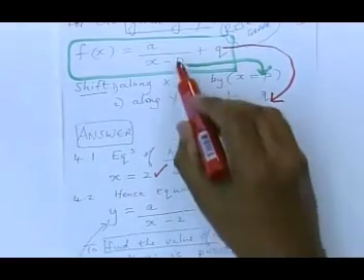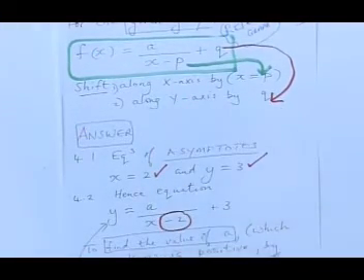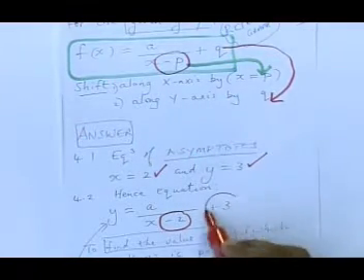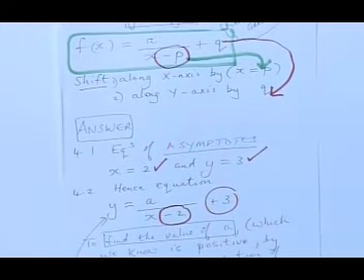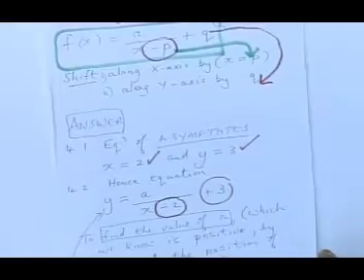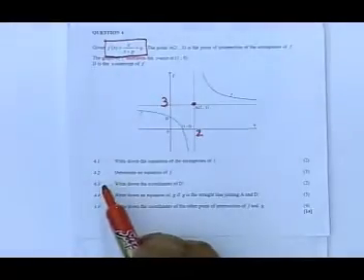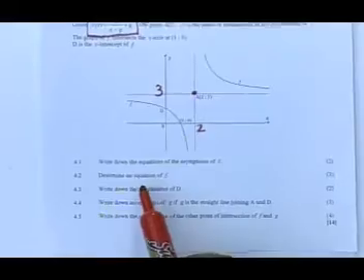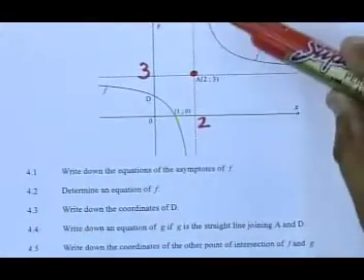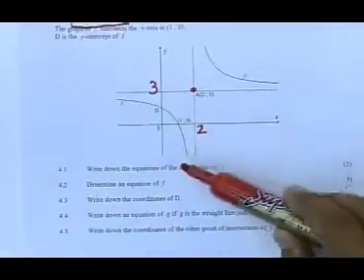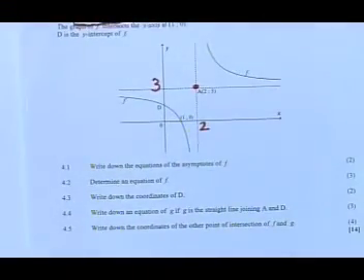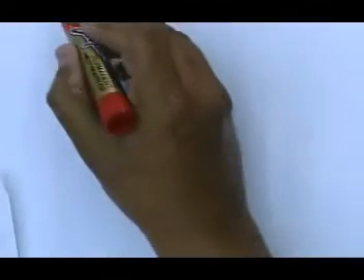But that immediately tells me that I can write the minus p as a minus 2 and the plus q as a 3. The second question says, go and determine, so 4.2 says, determine the equation of that hyperbola which is called f. Now we already have the following.